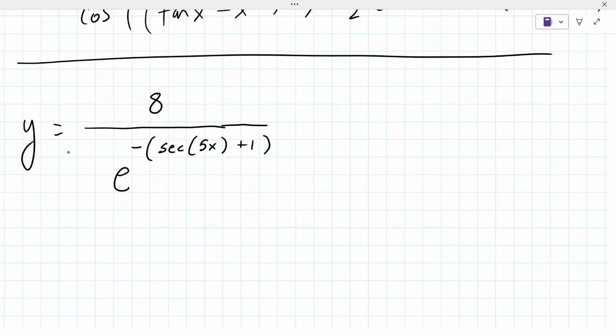And this is not a quotient rule. Is it possible to bring the e to the top or no? Yes, that's what this was designed for. Okay. And so the negative secant just becomes positive, right? Yes.